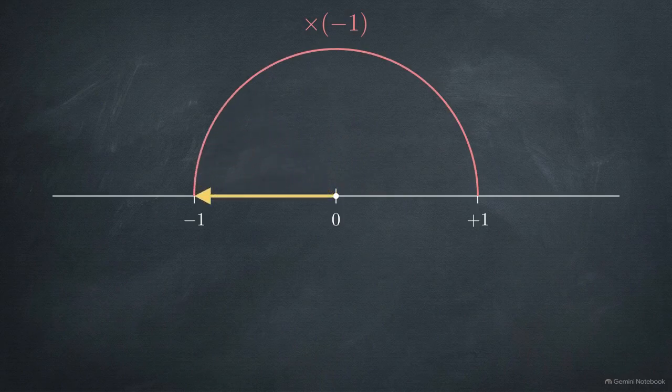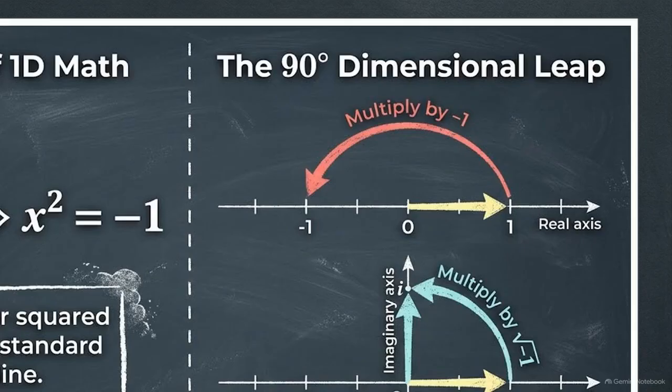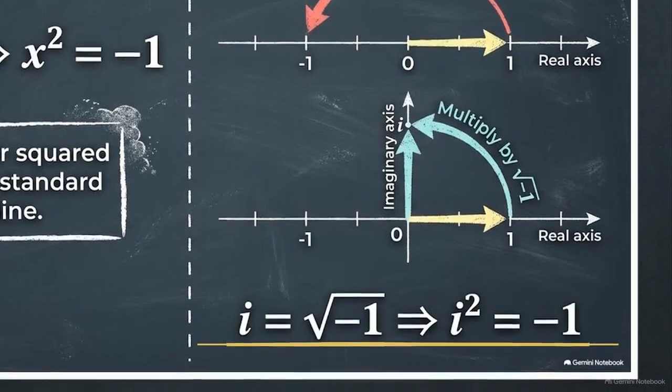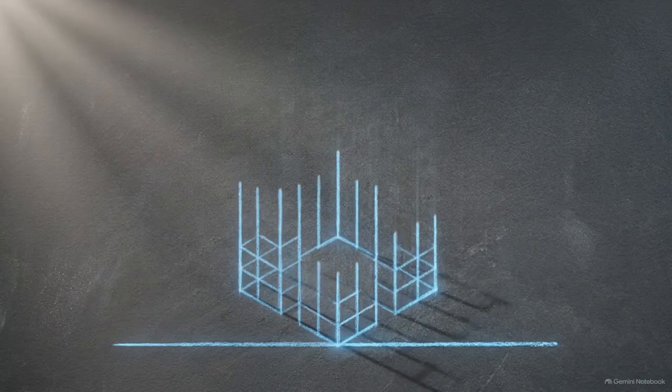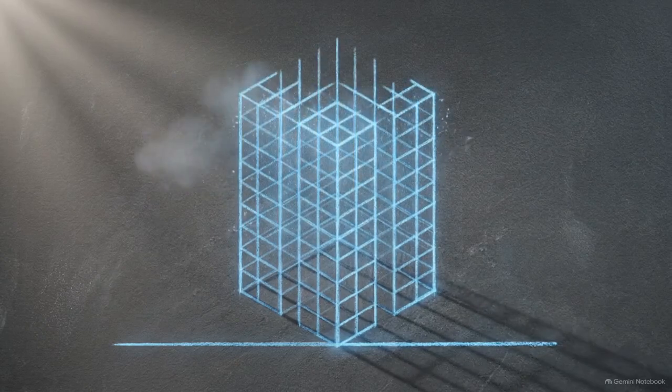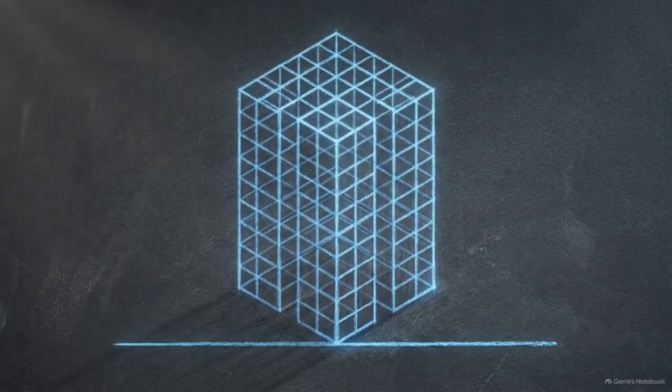around the 0 point. This diagram outlines the 90-degree dimensional leap. The top red arrow shows multiplying by -1. Because i is the square root of -1, multiplying by i applies half that physical movement. It pivots the number 90 degrees, straight up, off the standard line. Moving into a second vertical dimension is the only geometric way to resolve the paradox of the negative square root.